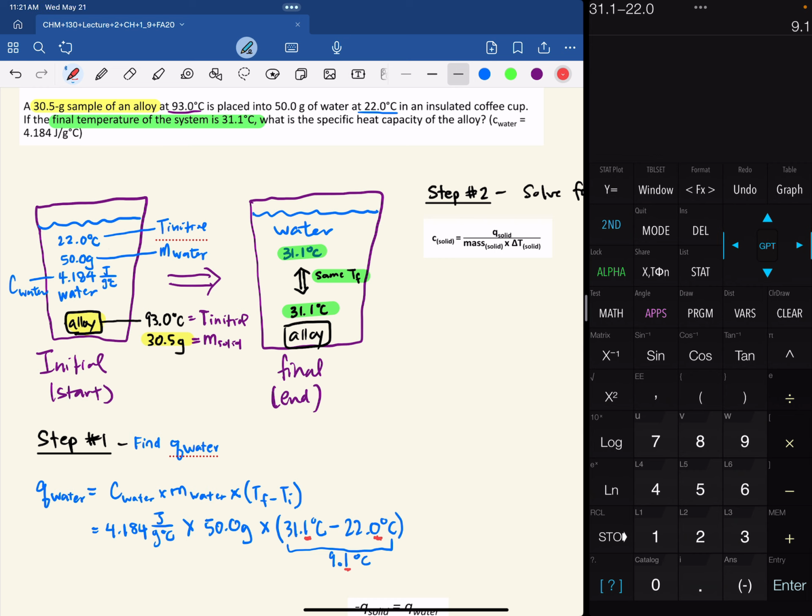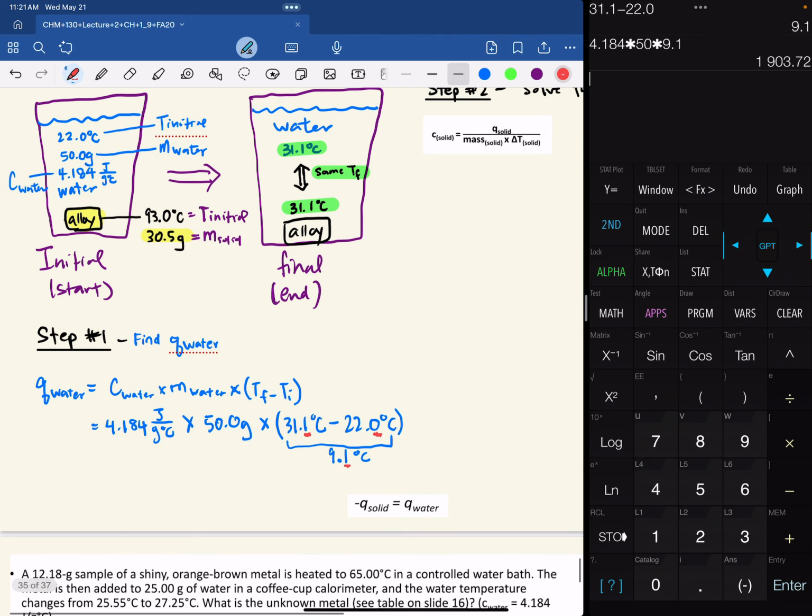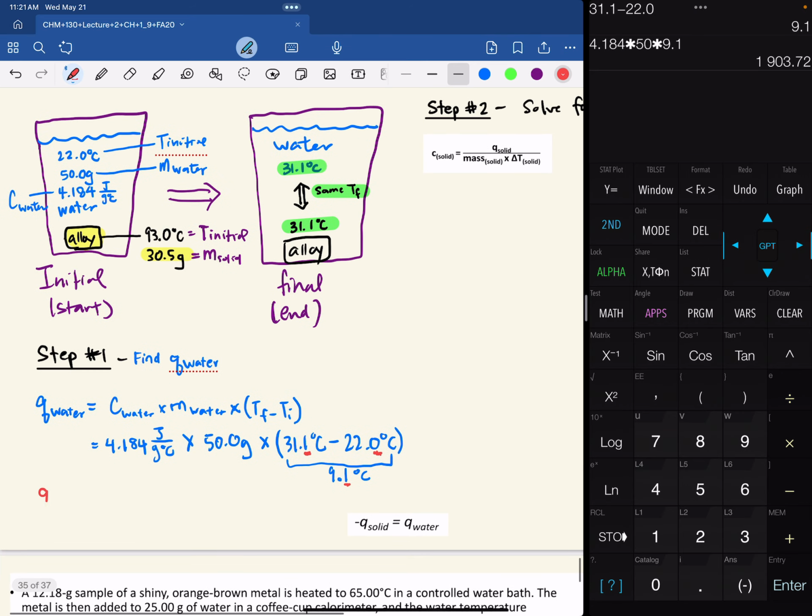So, and we're going to plug that in for our delta T. So we're going to go 4.184 times 50 times 9.1. And I get this number here. I get Q of the water. Q of the water is equal to 1903.72.